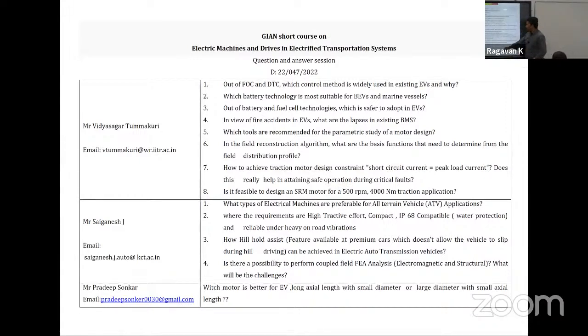Okay. So Pradeep, your question was, what is better for EVs, long axial length with small diameter or large diameter with small axial length? In most cases, it depends on the application you're going for. For EV traction, the general rule of thumb is if you want more torque, you increase the stack length. If you want more speed, you go larger in the diameter.